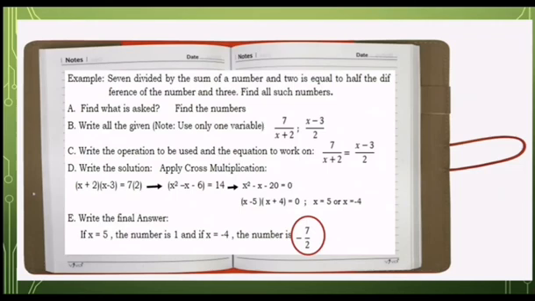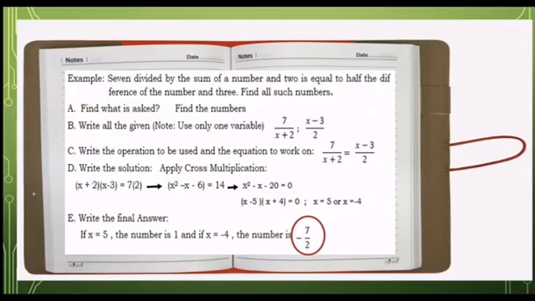So the given are 7 over x plus 2. That is 7 divided by the sum of a number and 2. So 7 over x plus 2. And then half the difference of the number and 3. So when we say half, we divide a certain number by 2, and the difference of the number and 3 is shown as x minus 3. And then find all such numbers. So for letter C, write the operation to be used and the equation to work on. So we have 7 over x plus 2 equals x minus 3 over 2.